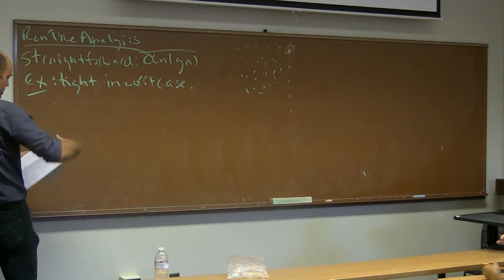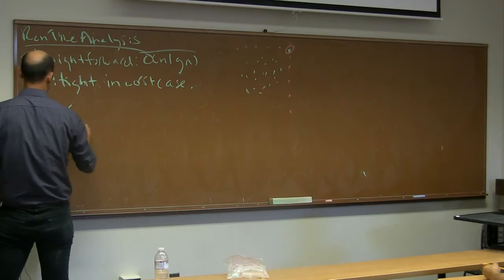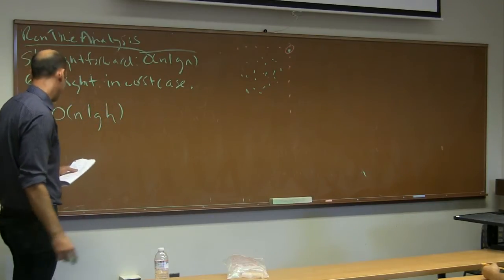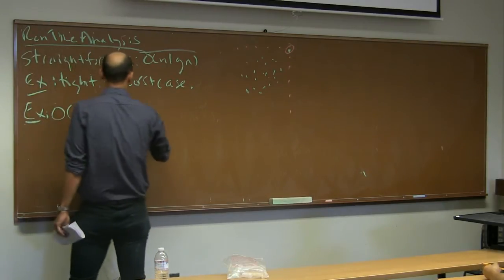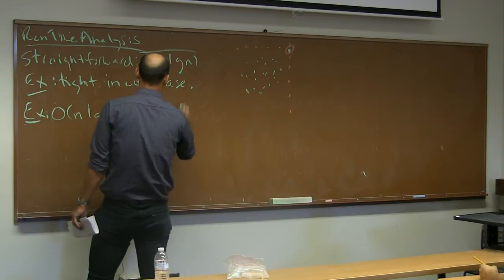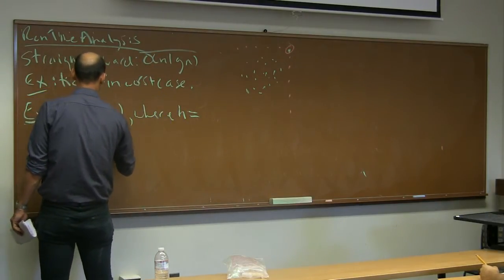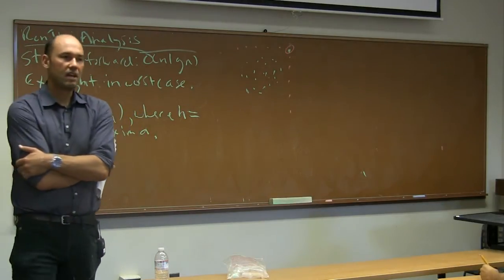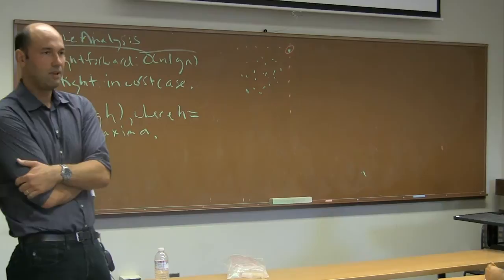So again, I'll leave this as an exercise that shows up on homework 1. You can improve the running time upper bound of n log n to n log h. You should be asking me, what is h? So by the way, that's an n, that's an h. Where h equals the number of maxima, i.e. the size of the output. So n is the size of the input, h is the size of the output. So these are sometimes called output sensitive algorithms.